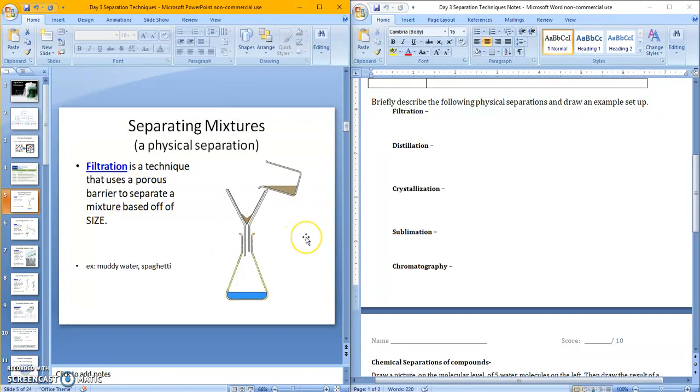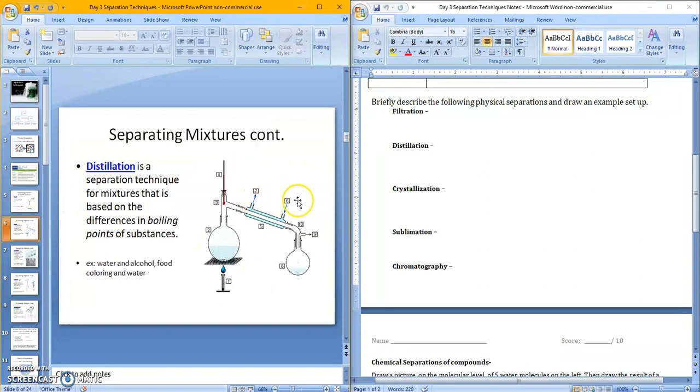You probably know filtration as when you're making spaghetti and you put the spaghetti and the water through a colander, and the water goes through but the spaghetti stays trapped, that's because they're two different sizes, and I filtered out the water. Okay? So make sure you write down the definition and draw an example so you know what these are. Okay? Alright, distillation is when you are separating a substance based on boiling points.